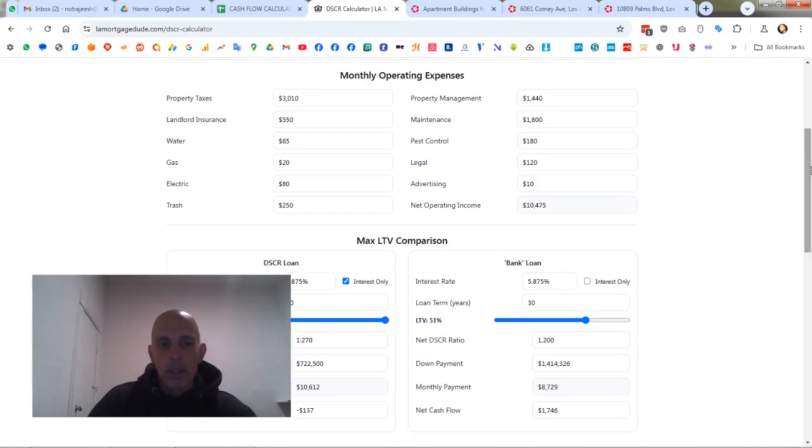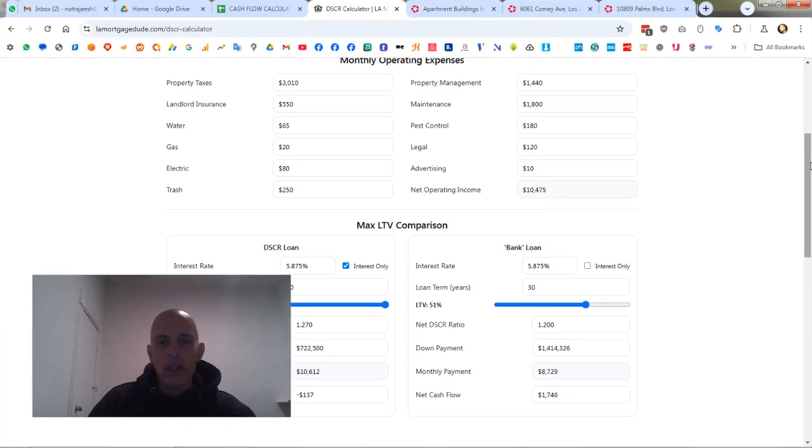So that's the point of these calculators. That's how they help me figure out things. And if you're an investor and you'd like access to these tools, well, now you have them.